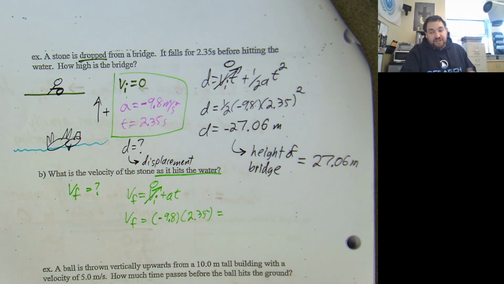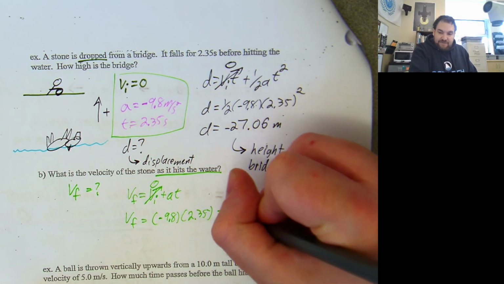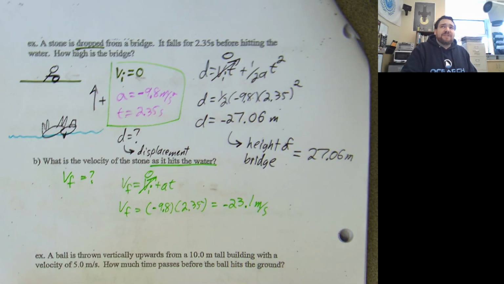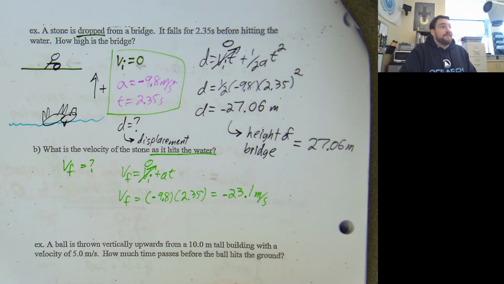If you run that calculation, I'll do this one for you. You're going to get negative, I believe it's negative 23.1 meters per second. But that number doesn't mean a whole lot to us. So let's convert that into kilometers per hour to see how screwed Eeyore really is.